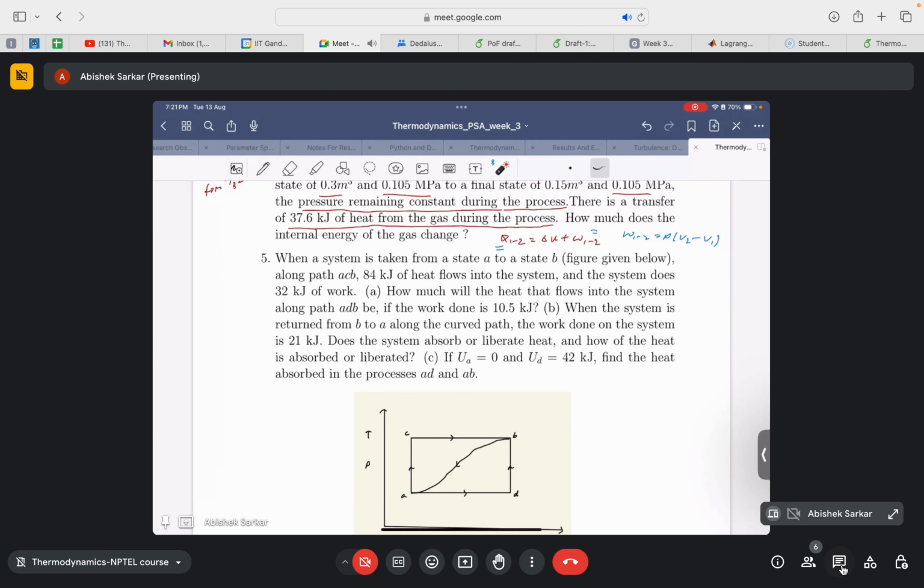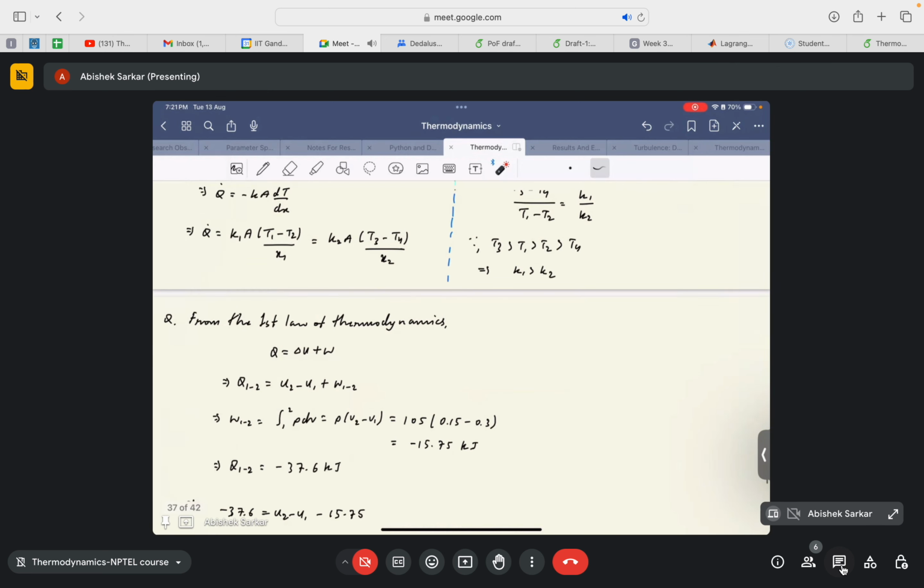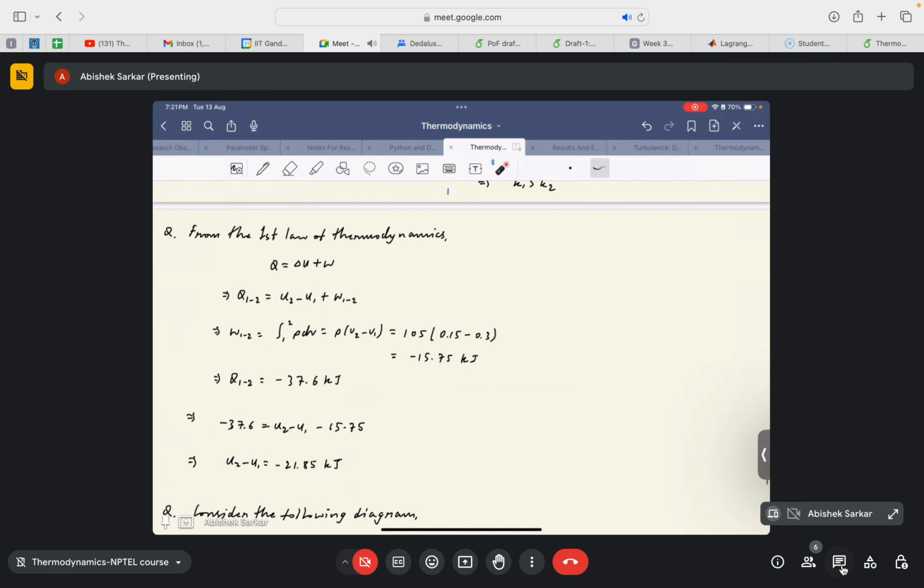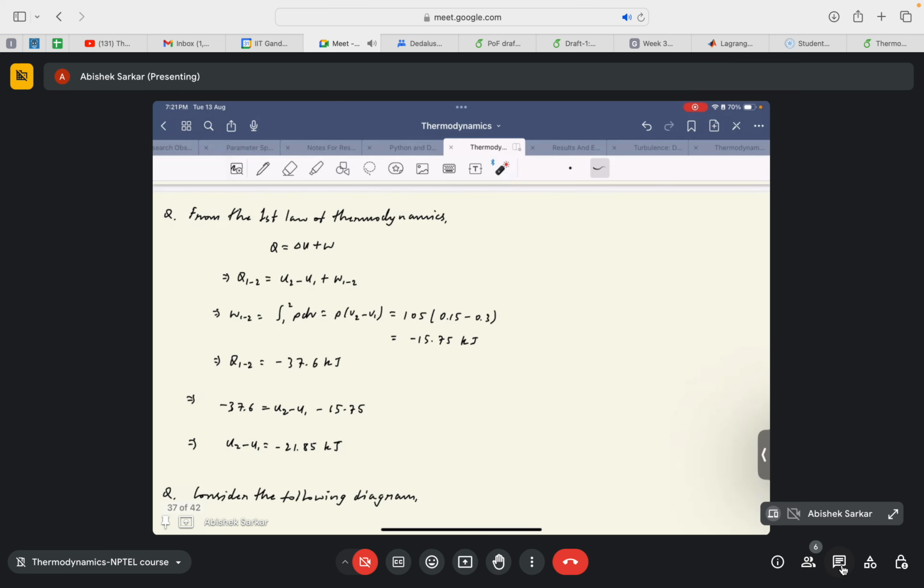So let's go to the solution once. We know that from the first law of thermodynamics, Q is equal to delta U plus W. Okay. So Q1 to 2 is U2 minus U1 plus W1 to 2. Then work done from process, say from state points 1 to 2, could be given by this relation, P times (V2 minus V1). Why? Because it's a constant pressure process, right? So once you do that, you will get that the net work done is minus 15.75 kilojoules.